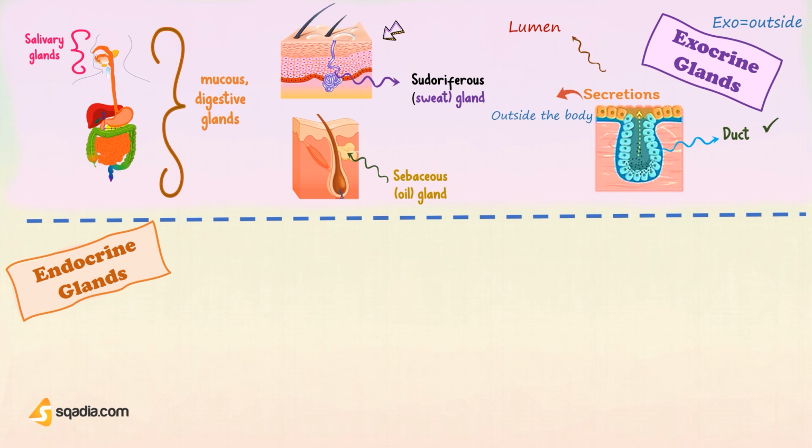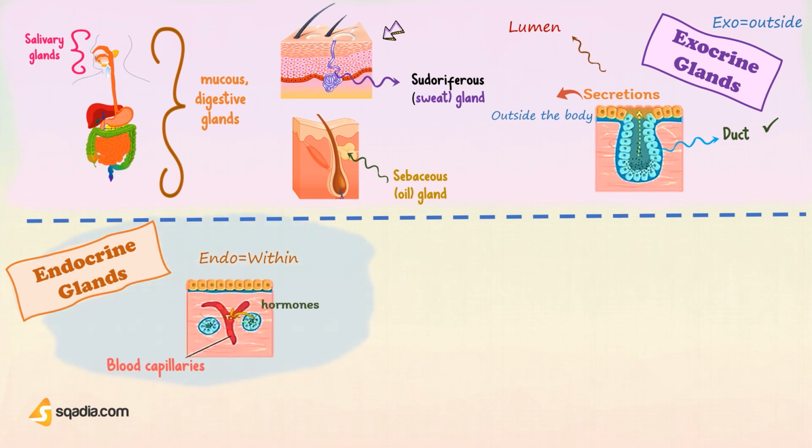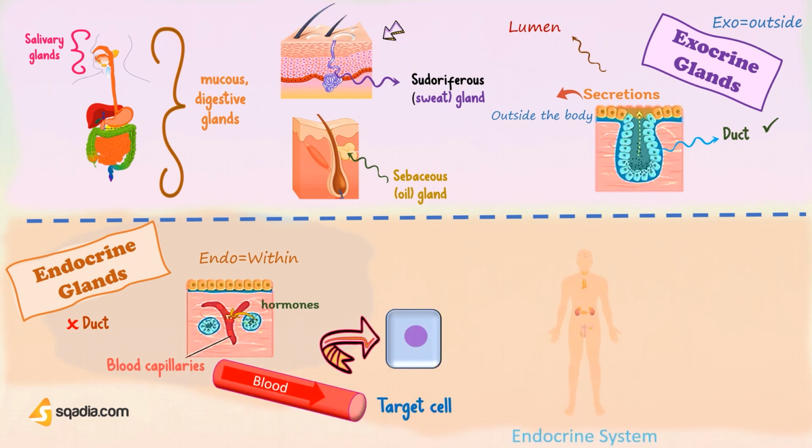Endocrine glands, endo means within, secrete their products, hormones, into the interstitial fluid surrounding the secretory cells, rather than into ducts, as they do not contain any duct. From the interstitial fluid, hormones diffuse into blood capillaries, and blood carries them to target cells throughout the body.